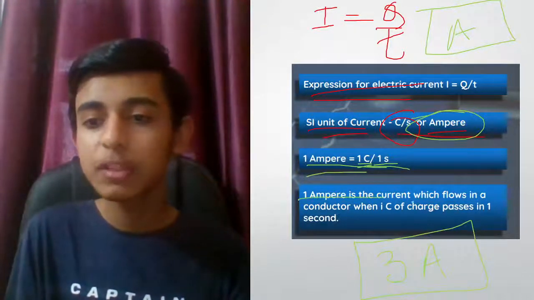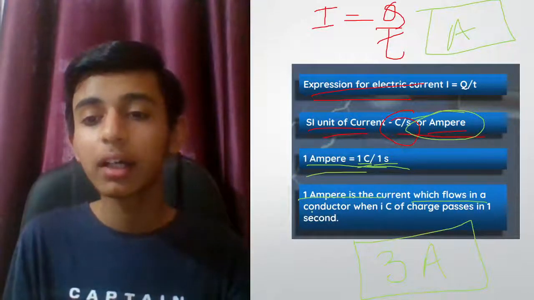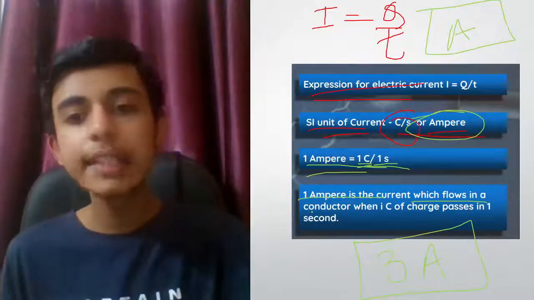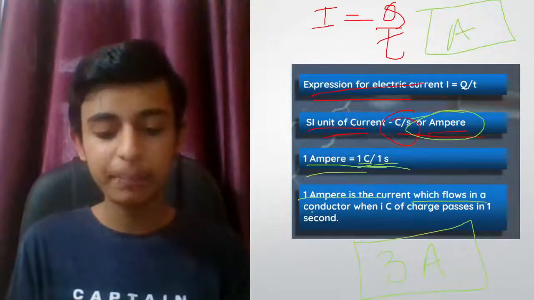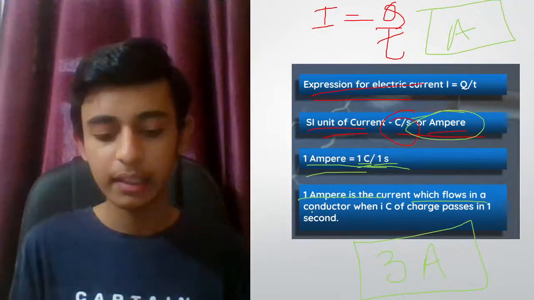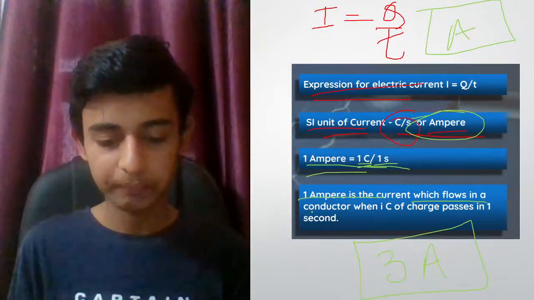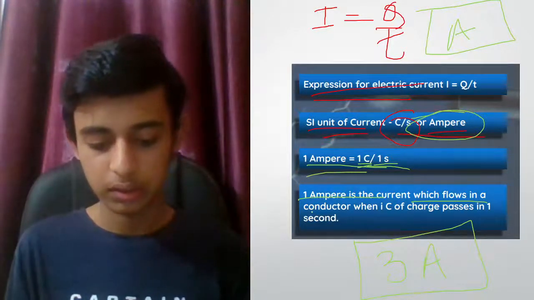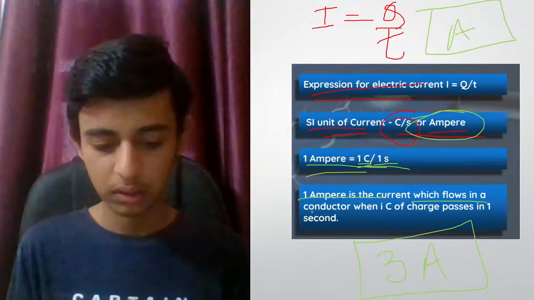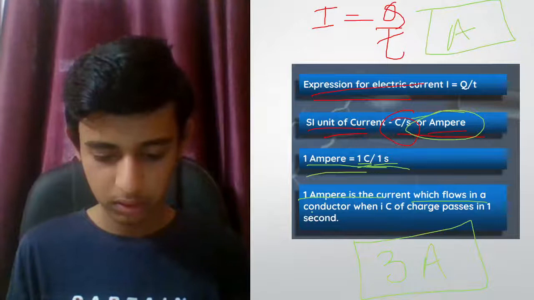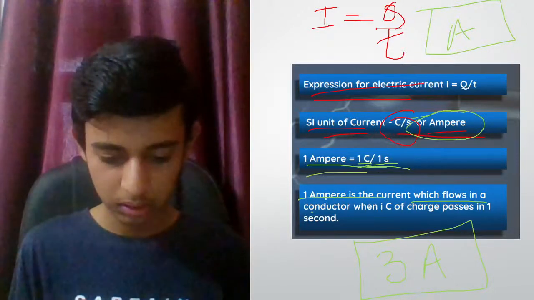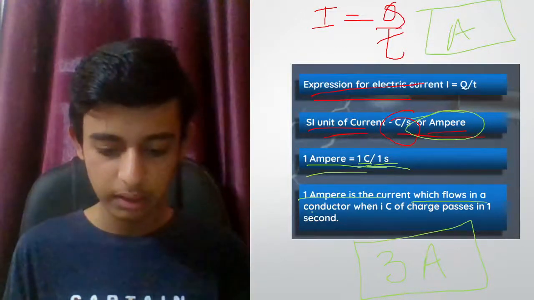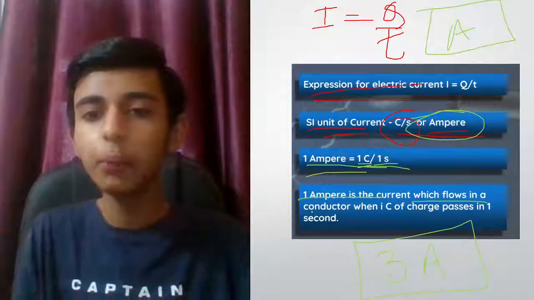Now 1 ampere is the current which flows in a conductor when 1 coulomb of charge passes in 1 second, or flows in 1 second. Is this much clear? With this we've completed the electric current. Let me open the chart once. Is this much clear? Just a second, give me a second. Okay. So now we are moving ahead.